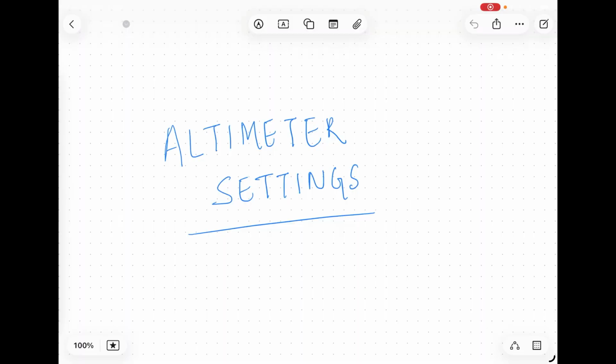Now we'll talk about altimeter settings. What is an altimeter? An altimeter is nothing but an instrument that tells you the altitude of the aircraft.